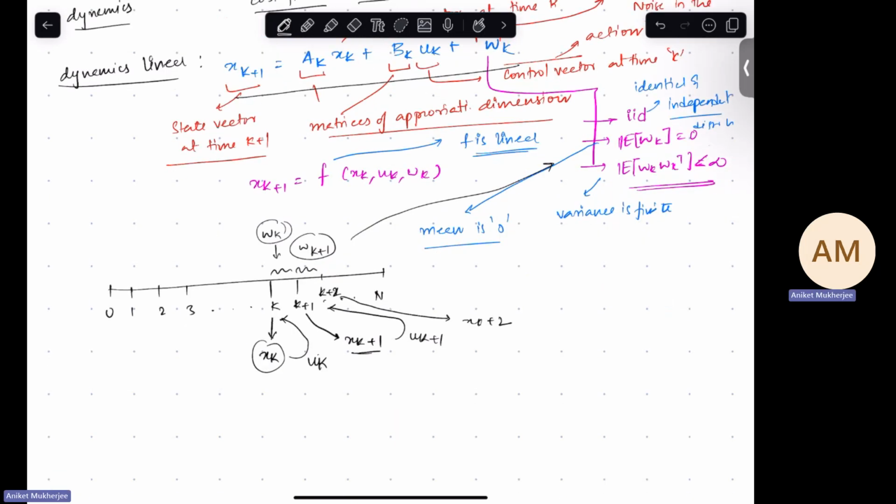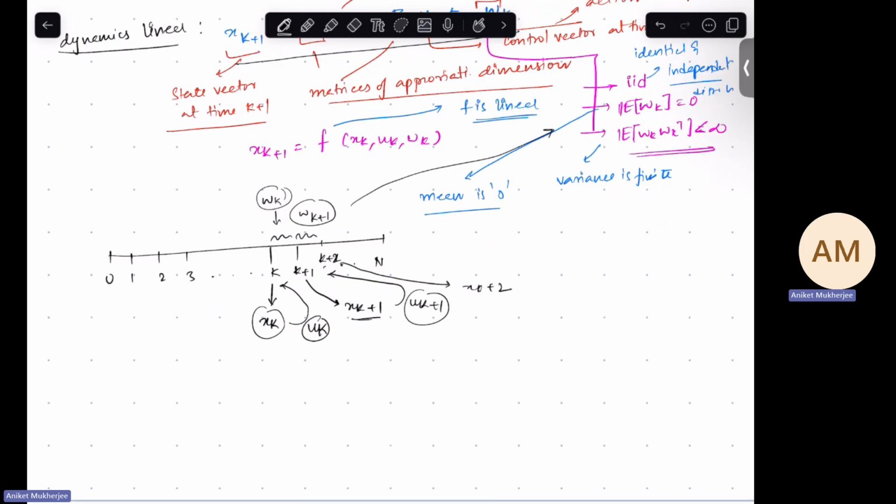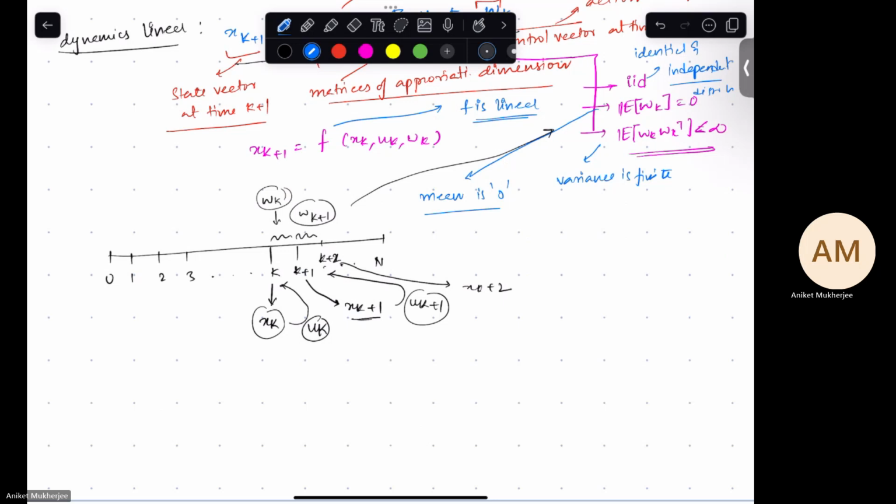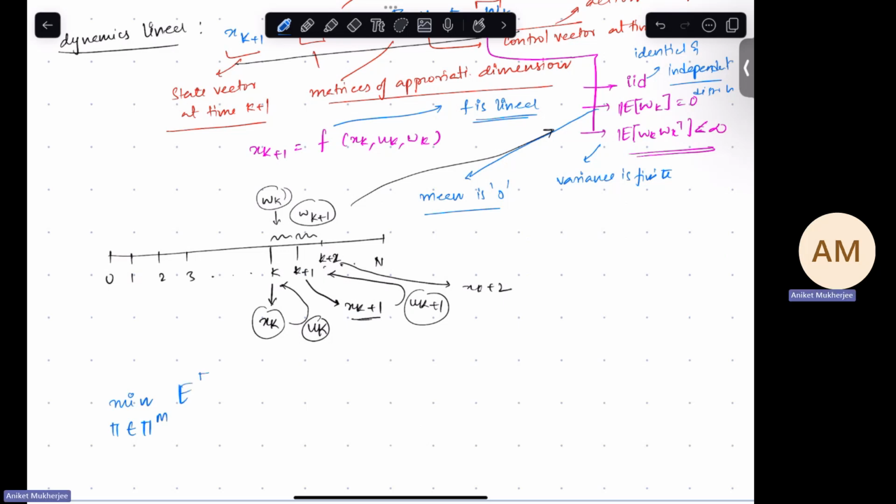So you want to choose the u_k's. Now, how do you want to choose the u_k? You want to minimize some objective. That objective is given by: minimize over policies pi in Pi_M the expectation of x_n^T Q_n x_n plus the summation from k = 0 to n-1 of x_k^T Q_k x_k plus u_k^T R_k u_k.